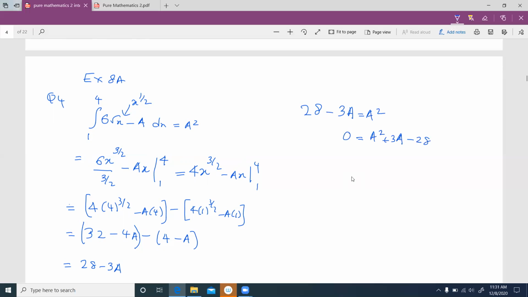minus 28. So here this is a squared, if you factorize it, plus 7a minus 4a minus 28. This is a plus 7 and this is a minus 4. So the answer is a equals minus 7 and a equals 4. These are the answers for this question. Okay, that's a way of doing this kind of question, right?